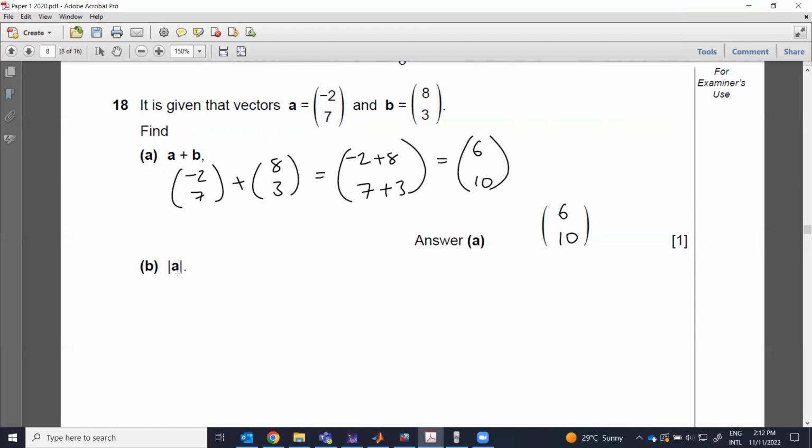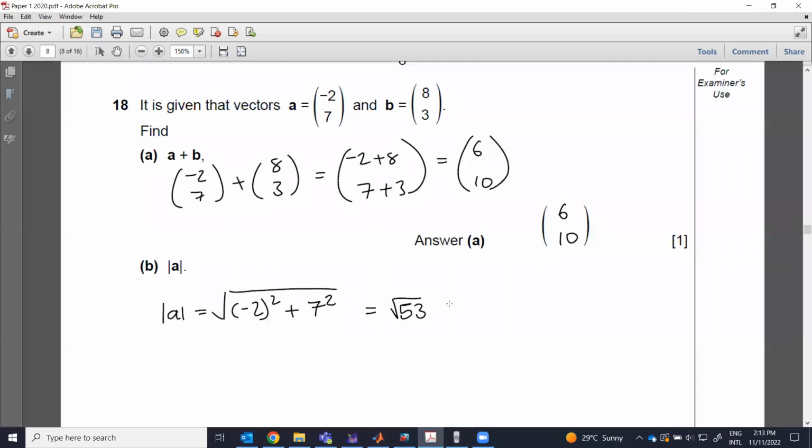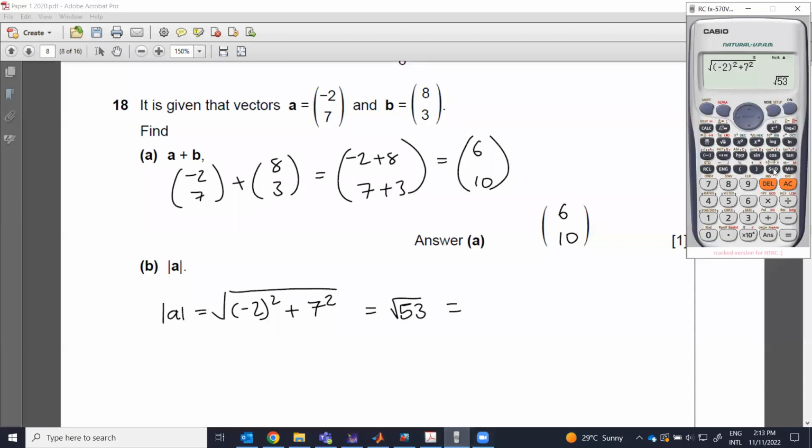Then the norm or the magnitude of A, you're just going to square each of these components and then add them together under a square root. So the norm of A, this is the square root of negative 2 squared plus 7 squared. And this you can just do on your calculator. So we have the square root of negative 2 squared plus 7 squared, and this gives us the square root of 53. And because this is not exact, to 3 significant figures, this will be 7.28.